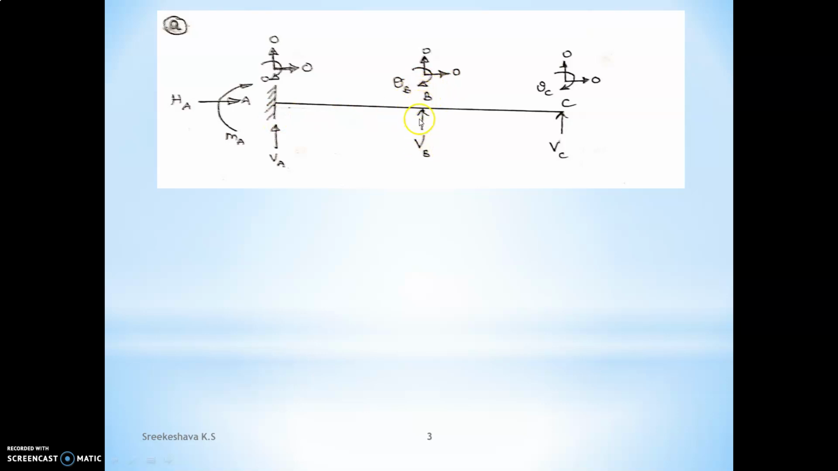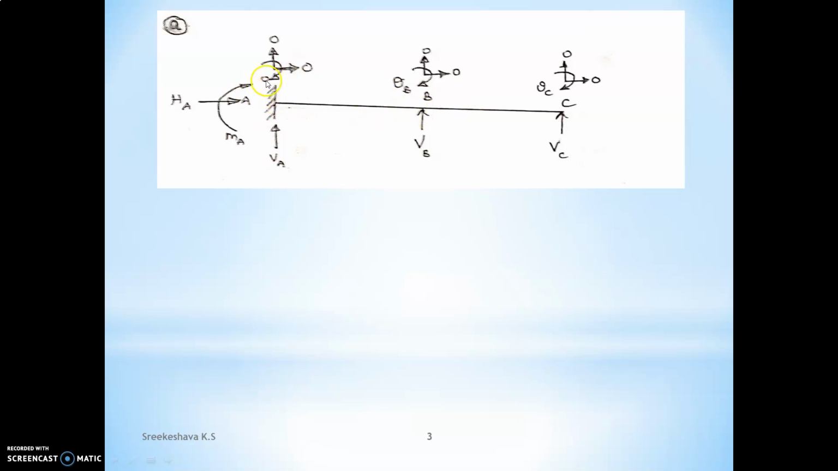Now because of this vertical support, the vertical displacement is 0. Here, rotation theta is possible, it can rotate, so theta B, but it will not move along the axis. Why? Because of this fixity, it will not move. If you are not having fixity here, if you are having a simple support, then it can move.